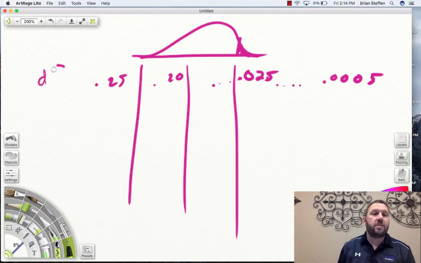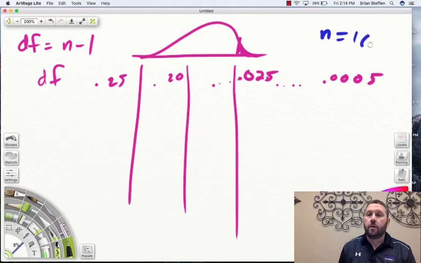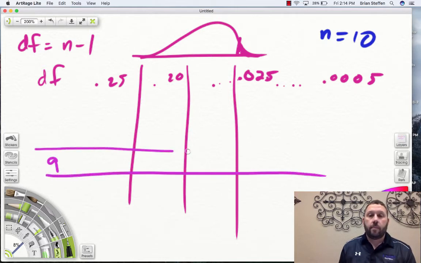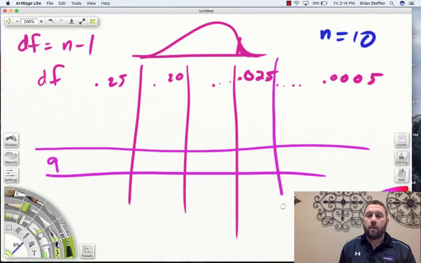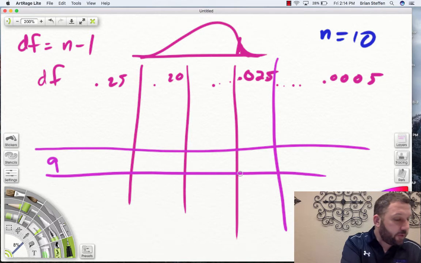And then over here it says df. df is short for degrees of freedom. df is equal to n minus 1. So if we do a sample of size 10, I have a df of 9, because that's n minus 1. If I look across the 0.025 column down to 9 degrees of freedom, it is 2.262.